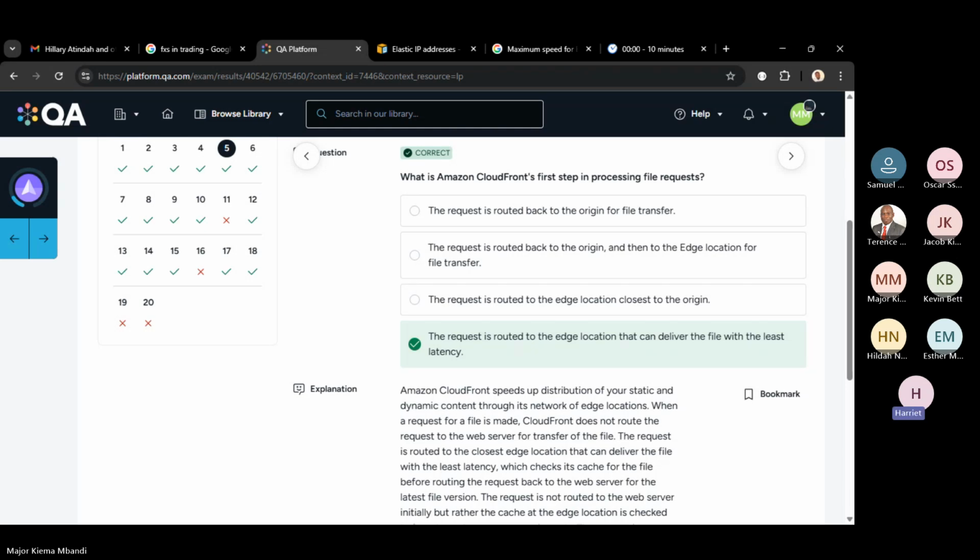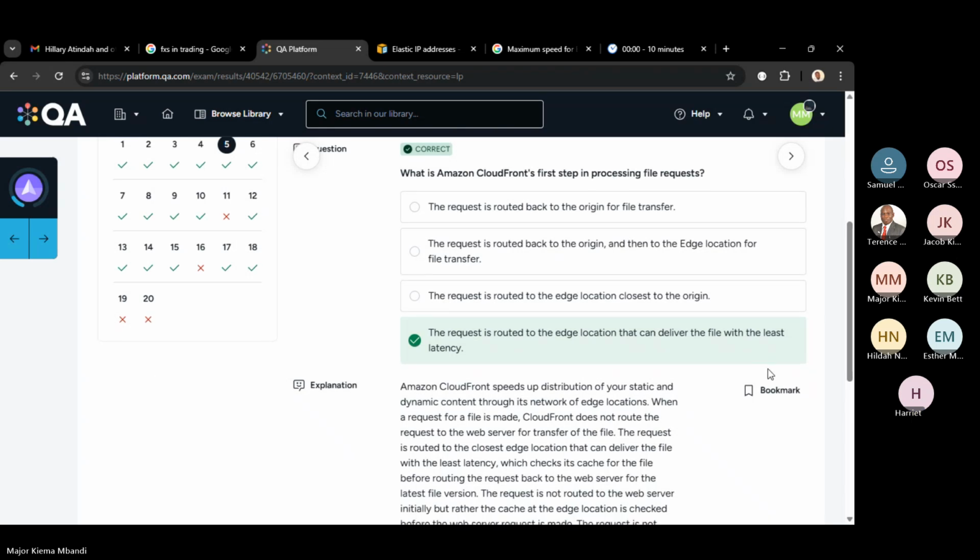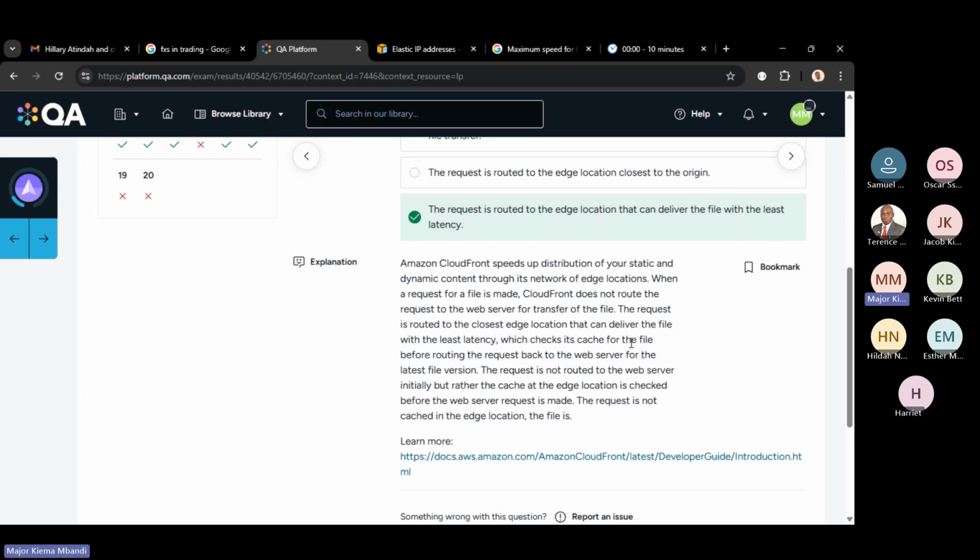What is Amazon CloudFront's first step in processing a file request? The correct answer is: the request is routed to the edge location that can deliver the file with the least latency. You can just read the description on this one, even though we got it right.